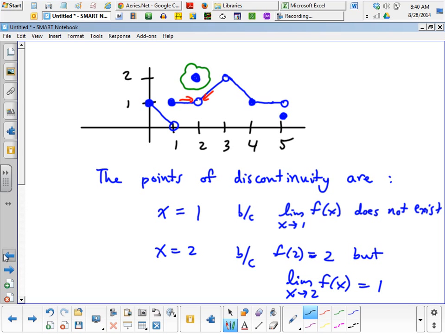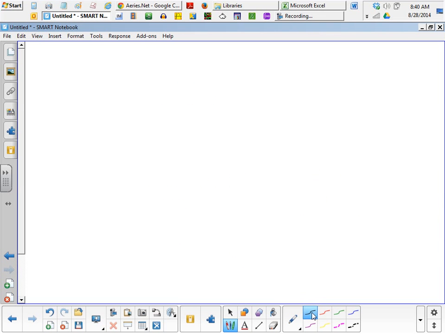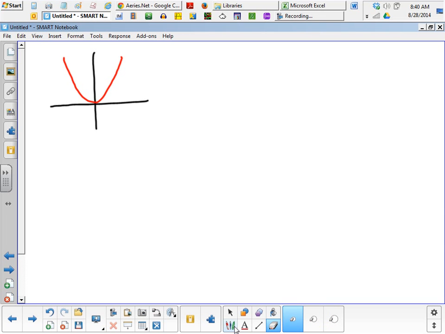So continuity can be easily restored. Anytime you have to shift an entire piece of the graph to fix it, that's considered not removable. Okay? Not removable. Okay. So let's take a look at some of these types of discontinuities. There are many kinds. First thing you have to know is that this graph is continuous at x equals 0. Okay, so this one isn't even broken. So f is continuous at x equals 0.